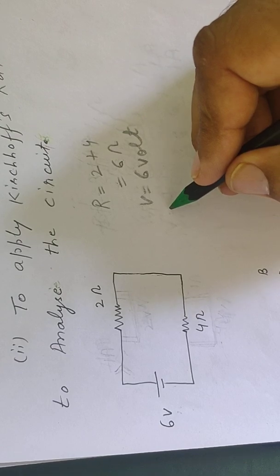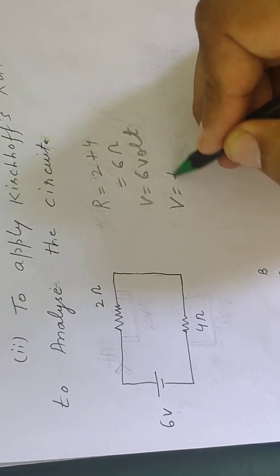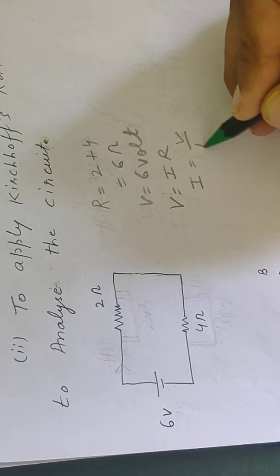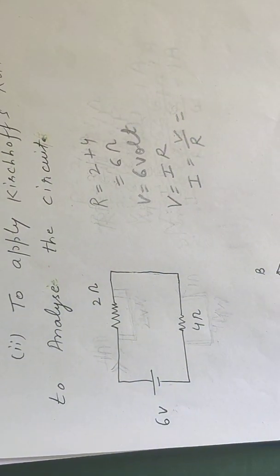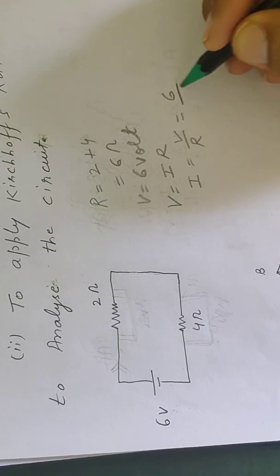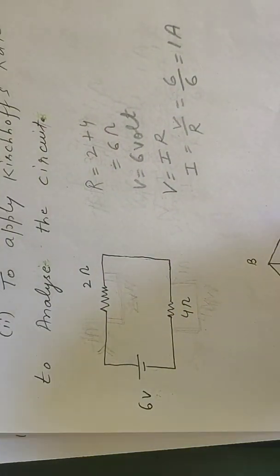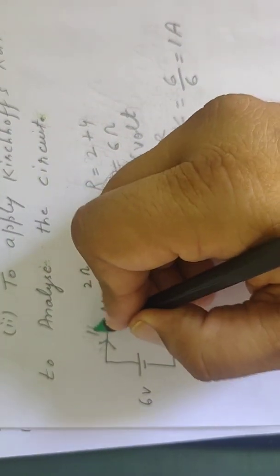Now we apply Ohm's law. V is equal to IR. So I is equal to voltage over resistance. So voltage here is 6 volt and resistance is 6 ohm. So we have a current of 1 ampere. Now here the current flowing is 1 ampere.